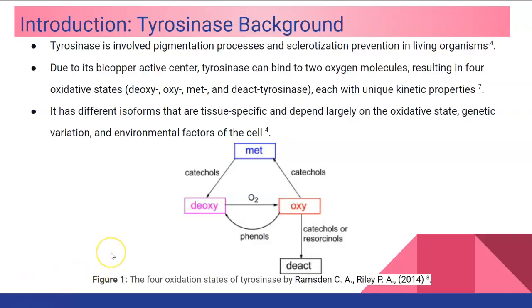Now, just some background information on tyrosinase. It is involved in the pigmentation processes and the browning effects that are caused in many living organisms. This is due to the bicopper active center that can bind two oxygen molecules, and this results in four oxidative states: the deoxy, oxy, met, and deact tyrosinase, which each have their unique kinetic properties.